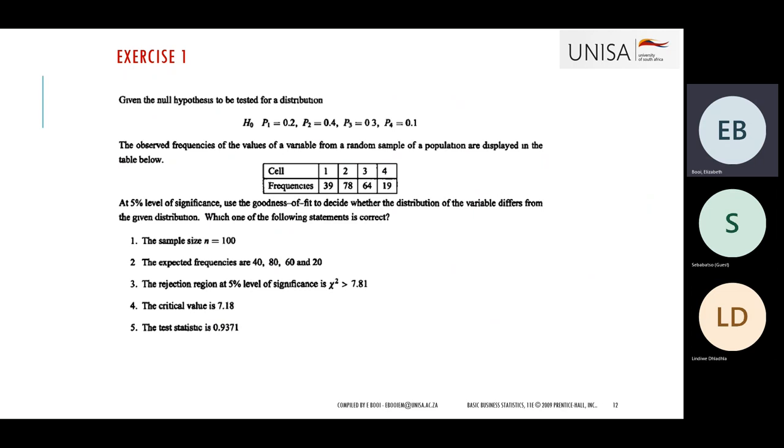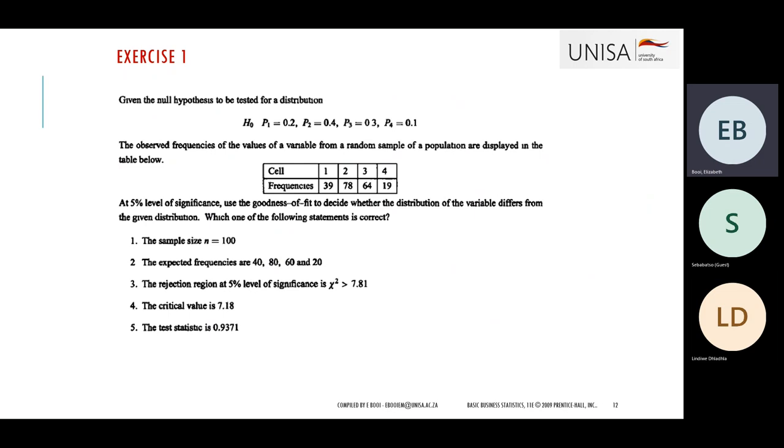Let's look at this exercise and see if we can apply the same concept. On this exercise, we are given the null hypothesis to be tested for this distribution. The null hypothesis states that the proportions or probabilities of cell 1 till cell 4 are: P1 is equal to 0.2, P2 is equal to 0.4, P3 is equal to 0.3, and P4 is equal to 0.1.